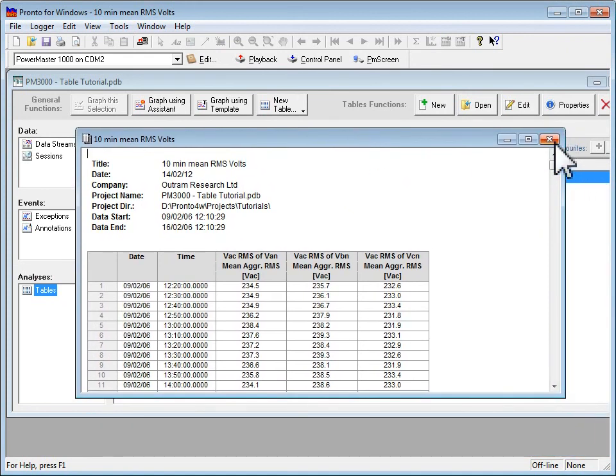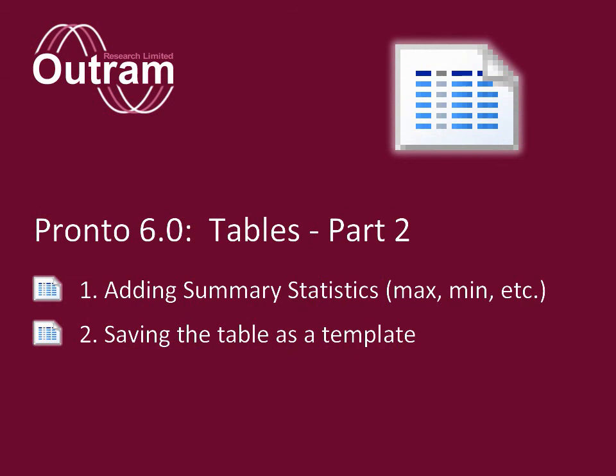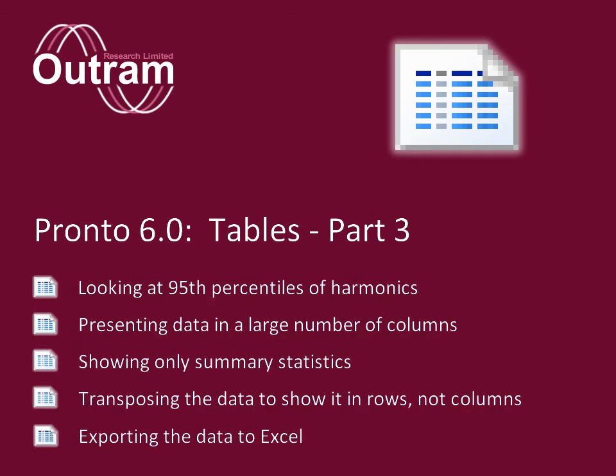That's the end of this tutorial, but please also see the other table tutorials on our website. A second tutorial looks at generating maximum, minimum and 95th percentile summary statistics of the 10-minute averages generated in this table. And a third tutorial looks specifically at generating and exporting harmonic statistics to Excel.